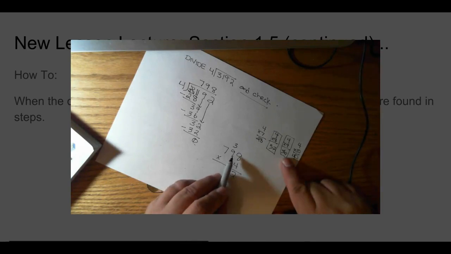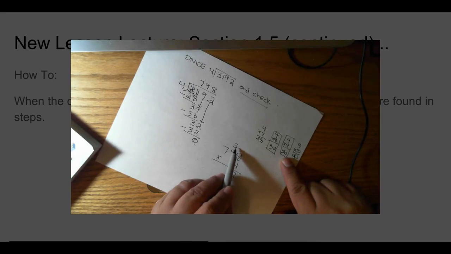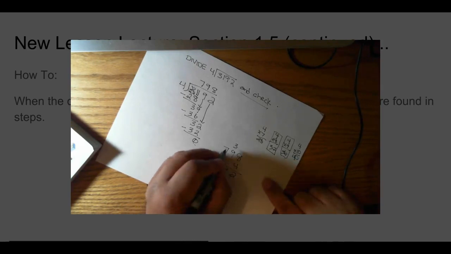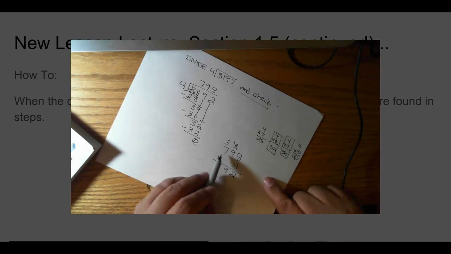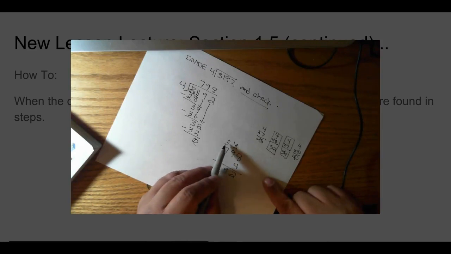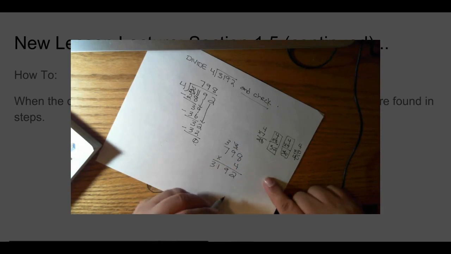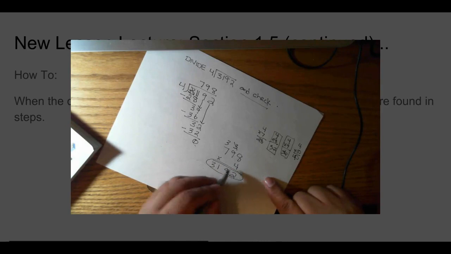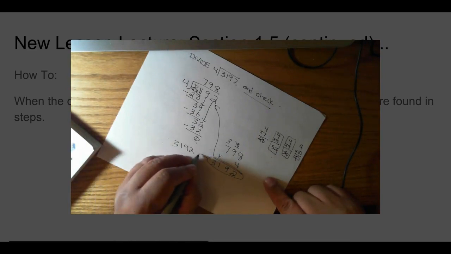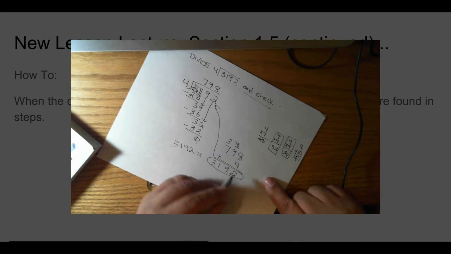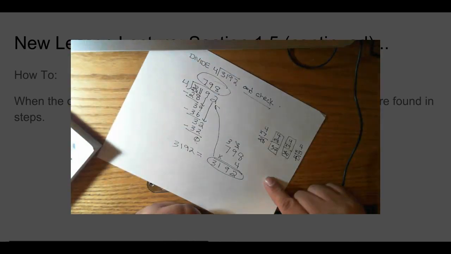4 multiplied by 9 is 36, plus 3 is 39. Carry the 3. Cross this one out so I don't get confused. And then 4 multiplied by 7 is 28. Plus 3, 29, 30, 31 is 31. Is my product equal to my dividend? Yes, it is. 3,192 is equal to 3,192. So my quotient is correct.